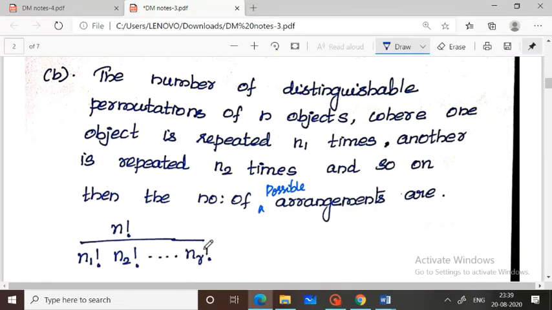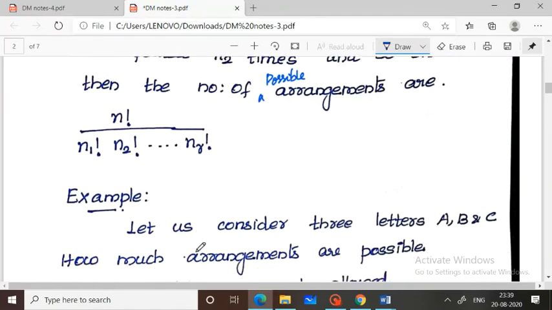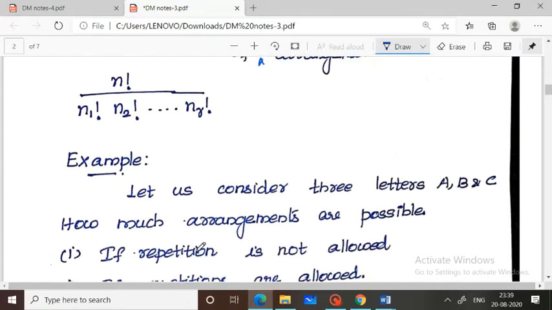up to nr factorial. N factorial by n1 factorial, n2 factorial, etc. nr factorial. So these are the three types of this first definitions, and three types of categories are there. Let me explain these definitions or these properties along with an example.